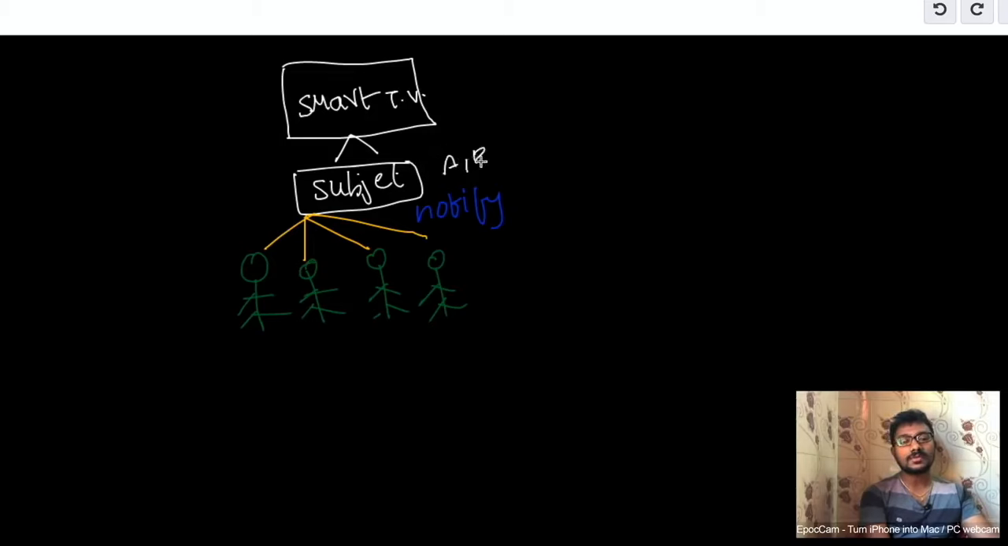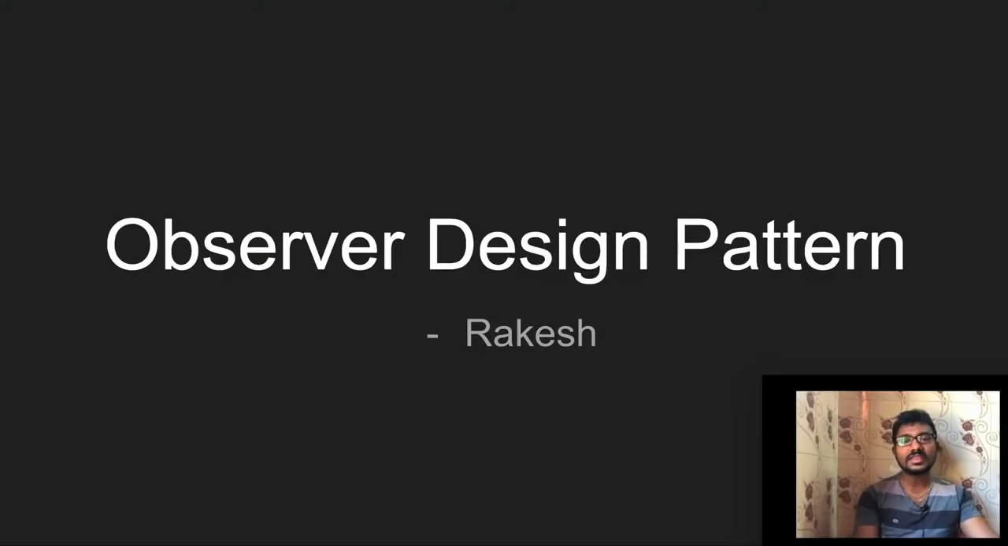So A, B, C, D are the observers. The subject would hold the observer IDs, which means A ID, B ID, C ID, D ID. The subject won't hold all the information about all the observers. It won't hold the observer name, details, city, or previous purchase details. The subject would hold only the observer IDs. So this is the example where the observer design pattern plays a major role in real life scenarios.